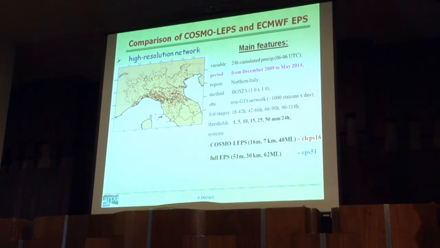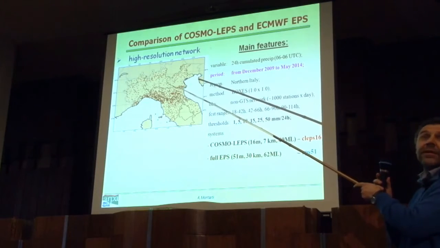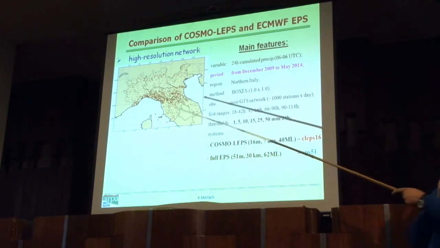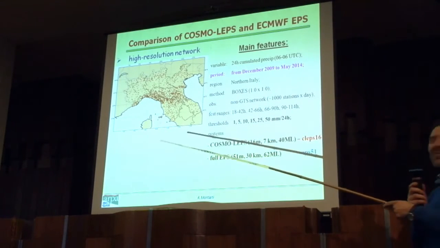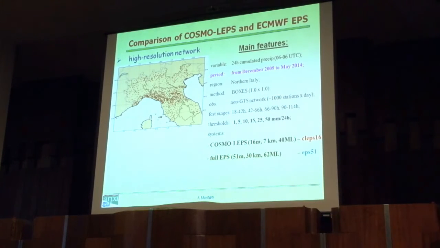So, we try to make a comparison of COSMO-LEPS and ECMWF EPS. We use the high resolution network, a network of non-GTS stations, from December 2009 to May 2014. I am redoing this exercise also with more recent observations. We are working on that region because it is important, it was the most rainy, so it is very helpful for statistics at high thresholds.